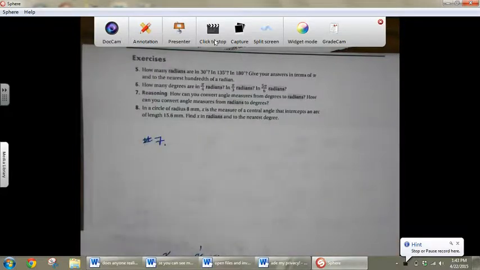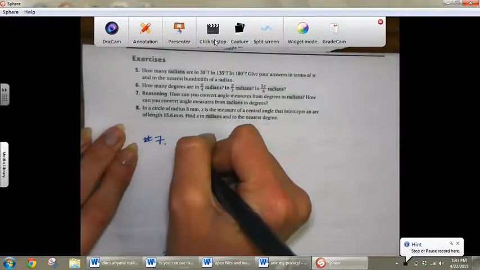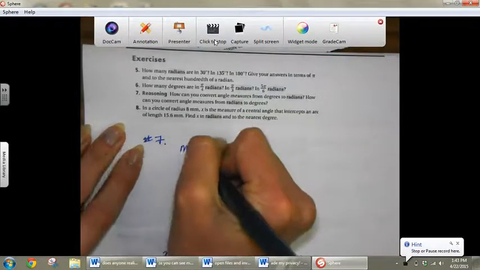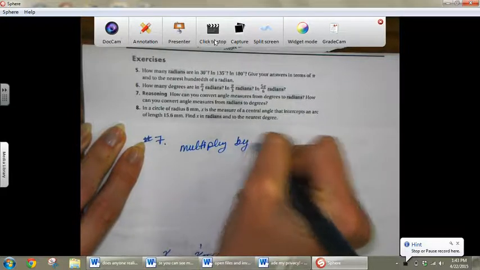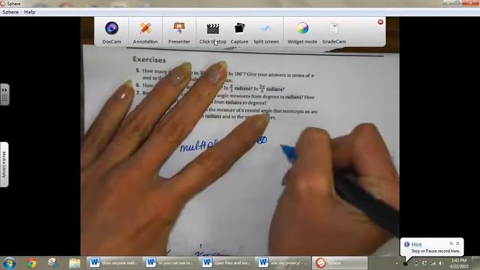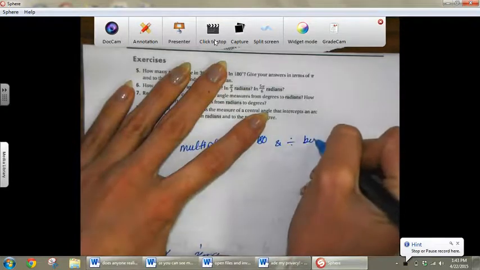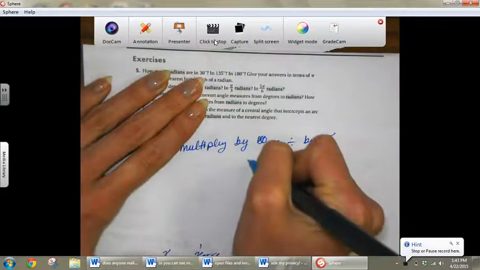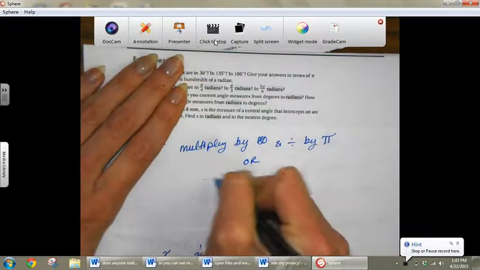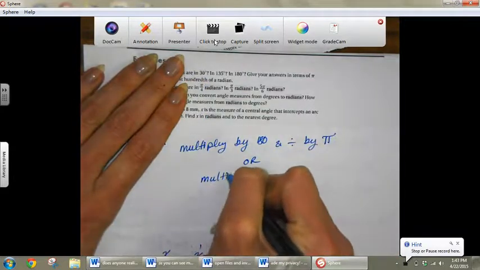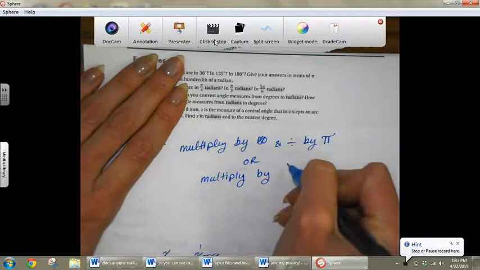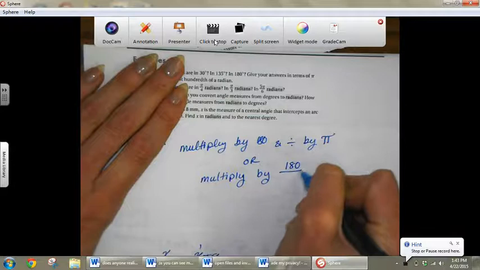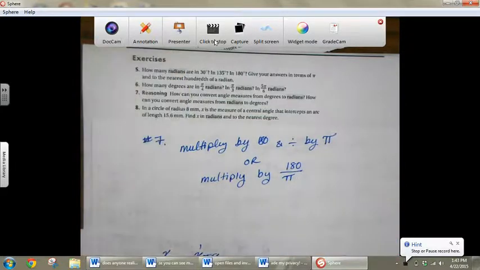So I can say that all I need to do to convert is multiply by 180 and divide by pi. Or if you want to think about it as a single step, multiply by 180 over pi. And then the last one, I'll just do that one here.